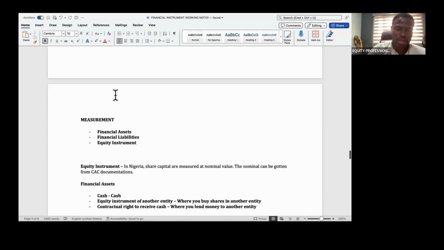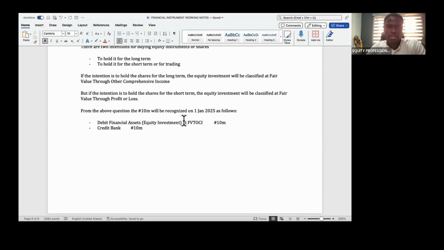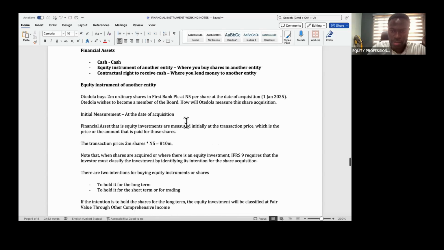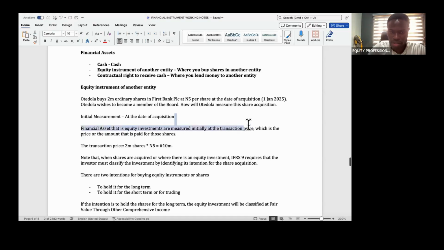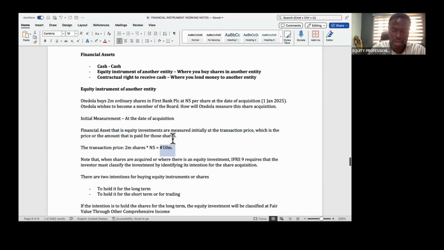Any other questions? Okay. Now, I've clarified initial measurements. And I said that financial assets, that is equity investments, are initially measured at transaction price, which is the amount you paid for those shares. And I gave you an example of $10 million.